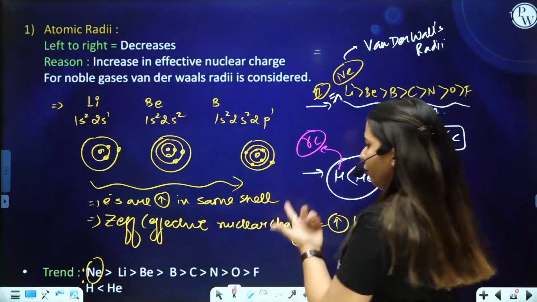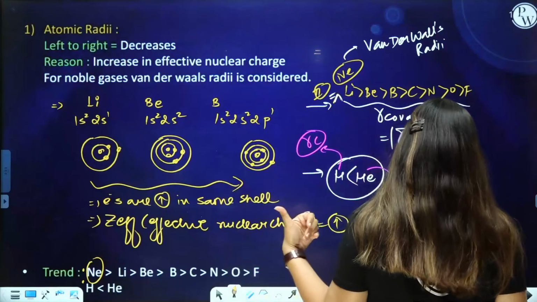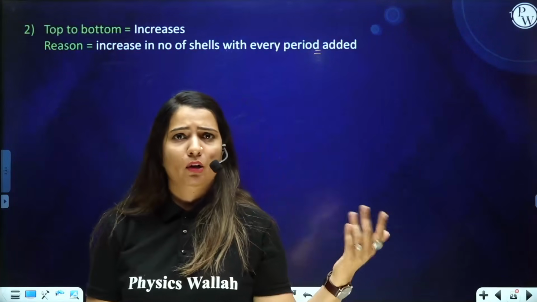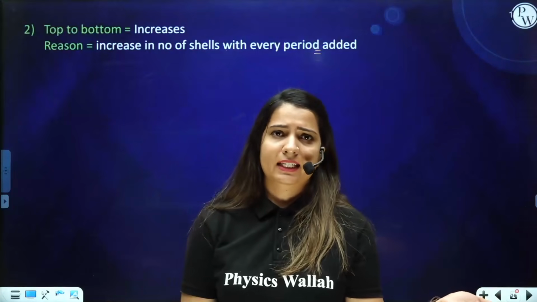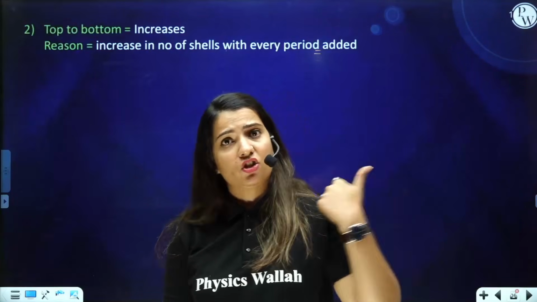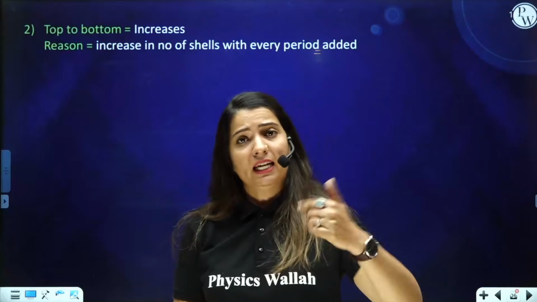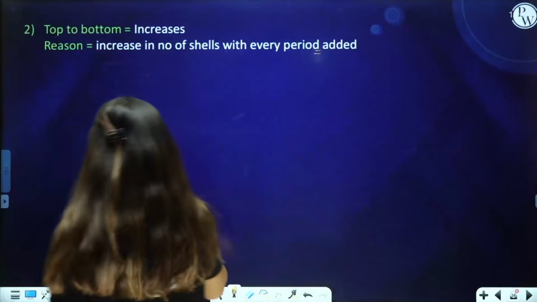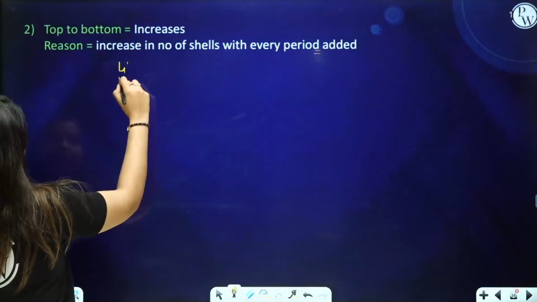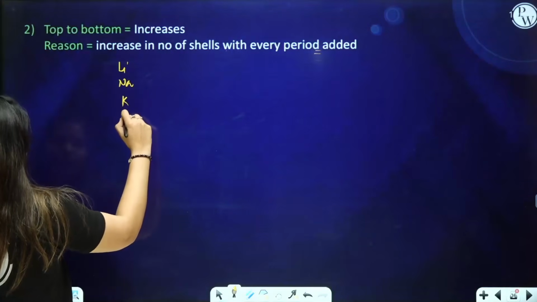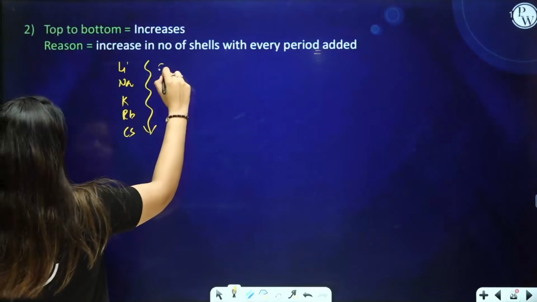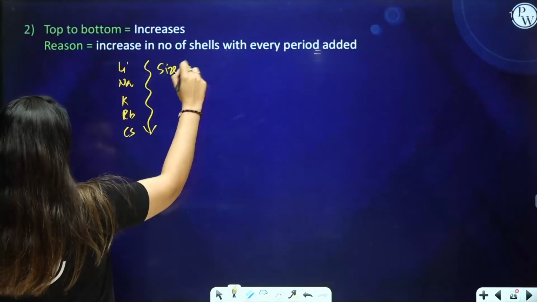Okay, so when you are moving from left to right, size decreases. We know all these things. Moving from top to bottom, there is no issue. Obviously size will increase, because now the shell is changing. You're having an increase in the number of shells. So when you're moving from lithium, sodium, potassium, rubidium, cesium, from top to bottom, your size increases.